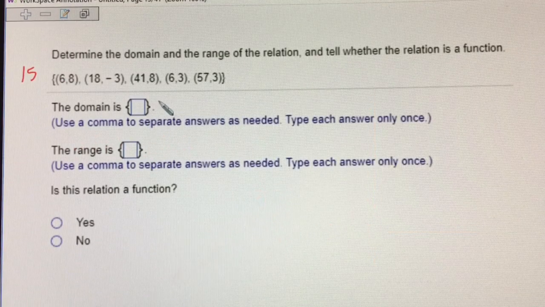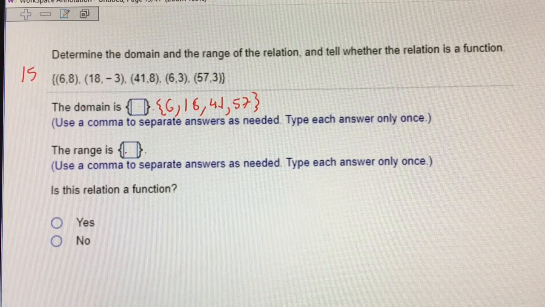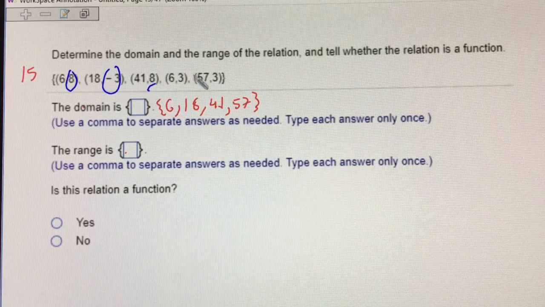The domain, all the domain is the x values, but you don't repeat it in the brace. All the ranges are the y values, but you don't repeat it.